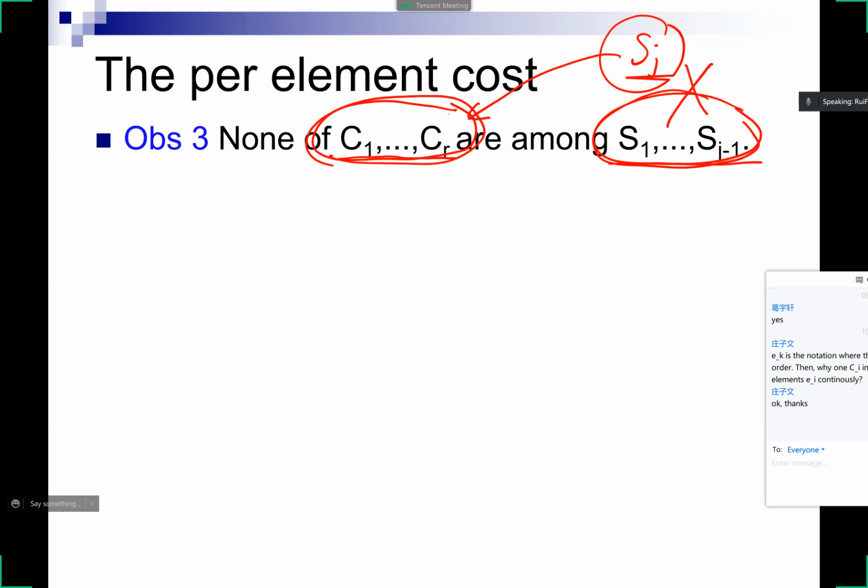Okay, and it's going to turn out that one of these C sets is actually very cheap. So that means that when we go select the jth set, we can select one of these cheap sets. And that shows that our cost is not too high. Okay, that's what we're going to do.